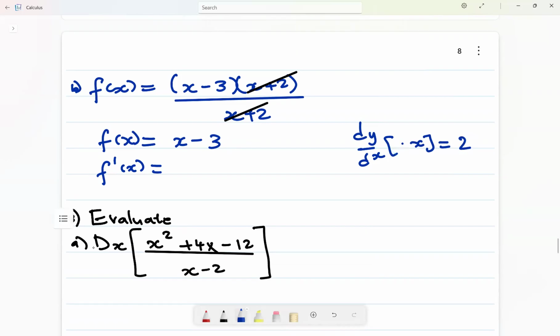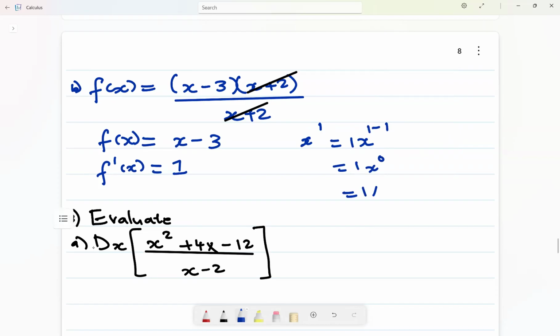Of 1x, it is what? It is 1. So here, the derivative of x, it is how much? It is 1. You can say x to the power of 1, it is what? 1 multiplied by x, then 1 minus 1. This is x to the power of 0, which is 1. 1 multiplied by 1, which is equal to 1.